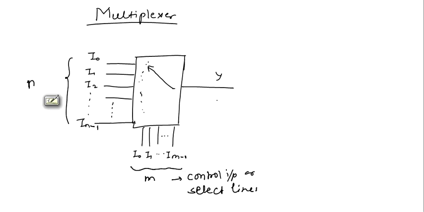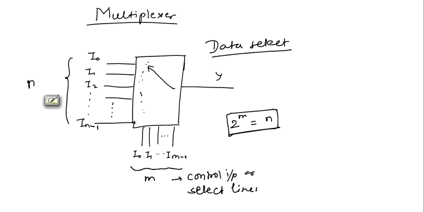The relation between control inputs or select lines and inputs is 2 raised to power m is equal to n. This relation should always be satisfied in case of multiplexers. A multiplexer has many inputs and a single output. Depending on the inputs at the select lines, it selects one of the inputs and connects it to the output. So a multiplexer is basically a data selector which selects one of the lines at the input and connects it to the output.